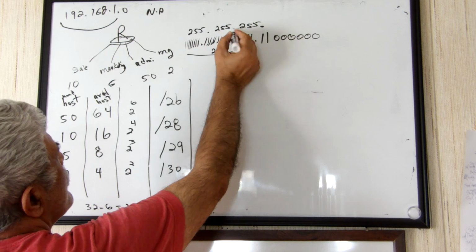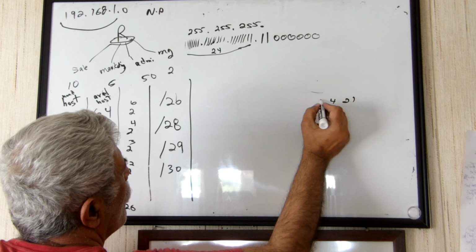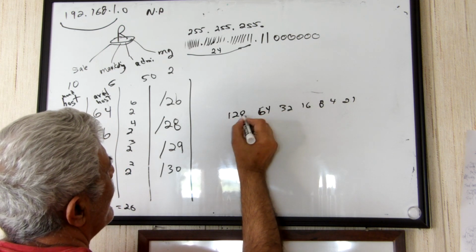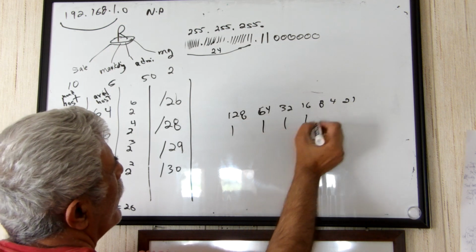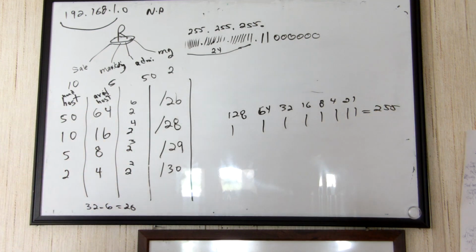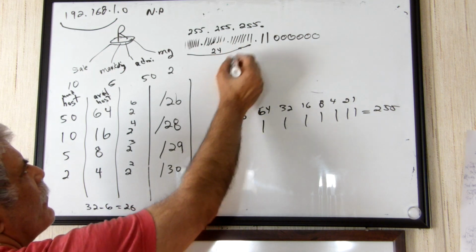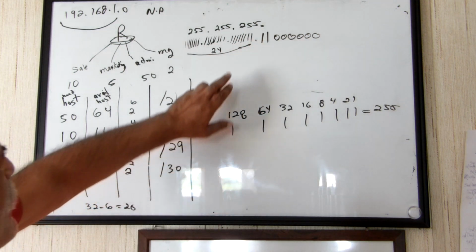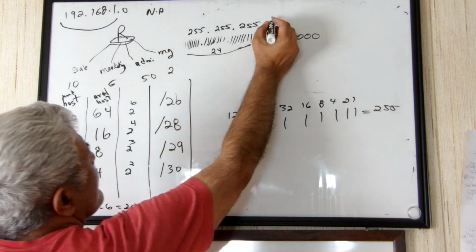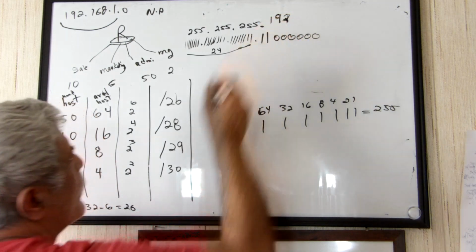You know why these are 255? Because of 1, 2, 4, 8, 16, 32, 64, 128. If all of them are 1 and you add them, it's going to be 255. Now there are 2 ones here. So it's 255, 255, 255, and then 128 plus 64 is 192. So the subnet mask is going to be 192. These are important.